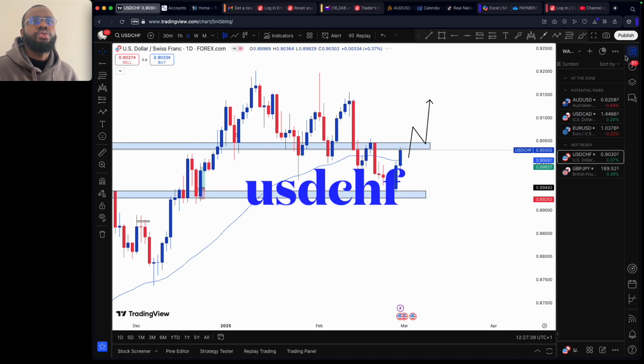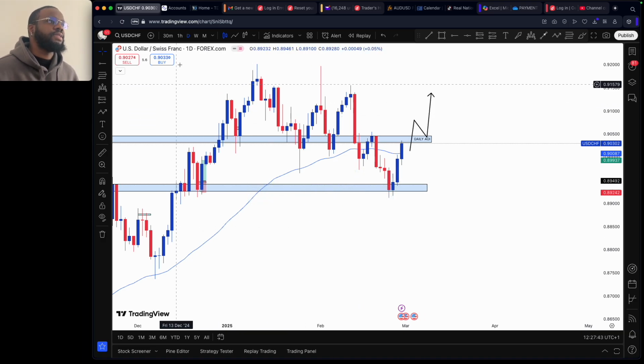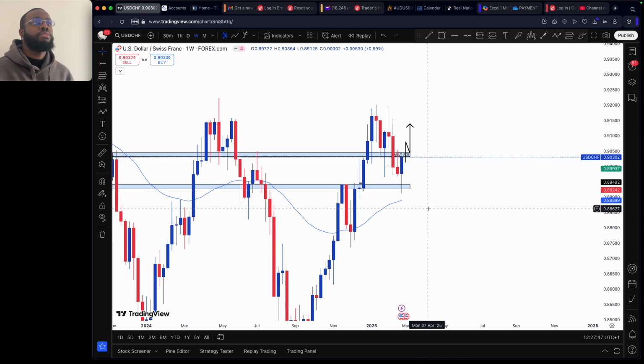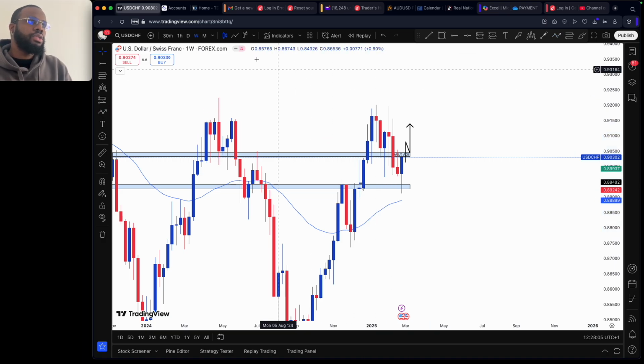Then USD CHF. USD CHF is clean, but I want to see more confirmations, because on the weekly we were breaking structures to the upside. We have higher high, higher low, and this was the last higher high. Now price has been in a range, and we just recently got a retest of the support zone. Now the price is surging to the upside.